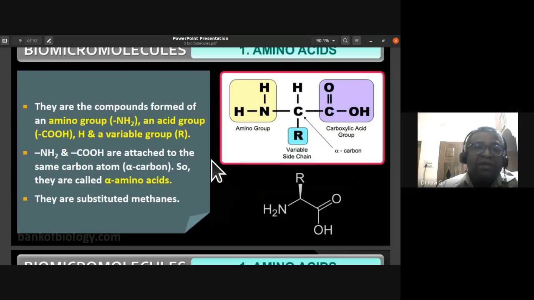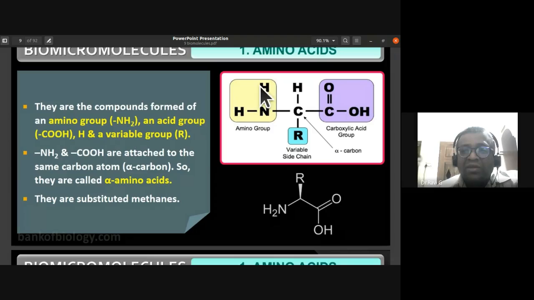Now the amino acids, you know that they have an amino group and a carboxylic acid group. The functional groups you can notice are the amino group as well as the carboxylic acid group, and the carbon is tetrahedral in structure. So you know that the carbon tetrahedral structure consists of an amino group, another is the carboxylic acid group, and there is a variable group, R, the variable group.